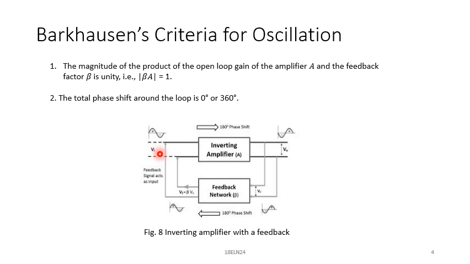In this block diagram, this is Vi, and this voltage we call V0, and this V0 is given to the feedback network. This voltage will be Vf, and the feedback network has a factor we call beta. This beta is given by Vf by V0. Similarly, the amplifier has a gain, which we call A. It is the gain without feedback.